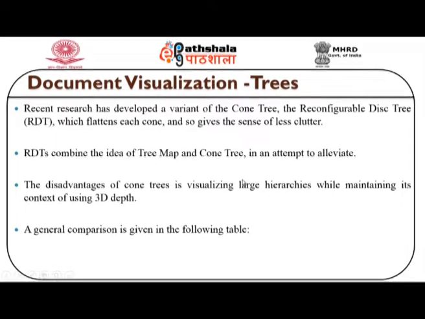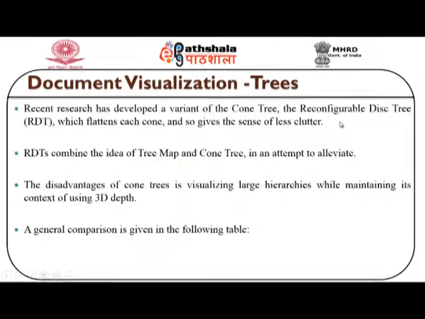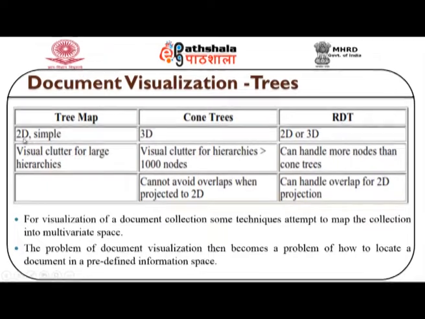A general comparison is also given in this table where we try to compare the tree map, cone tree, and the reconfigurable disk trees. Tree maps are going to be 2D trees and are going to be simple in nature. Cone trees are 3D trees, and RD trees can be 2D or 3D trees. In the case of tree map, you have a visual clutter for large hierarchies, whereas the visual clutter for hierarchies greater than 10,000 nodes is seen in the case of cone trees, whereas RD trees can handle more nodes than cone trees. Cone trees cannot avoid overlaps when projected to 2D, and RD trees can handle overlap for 2D projection.